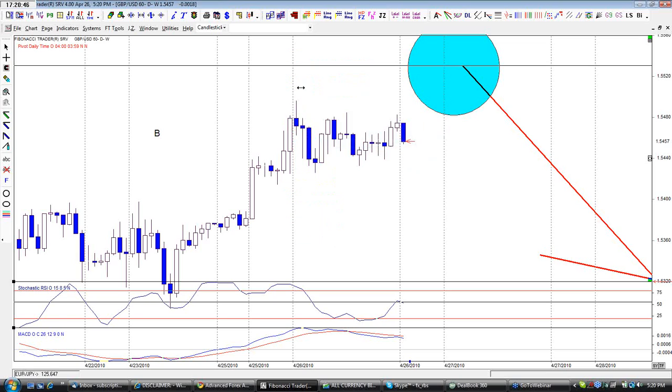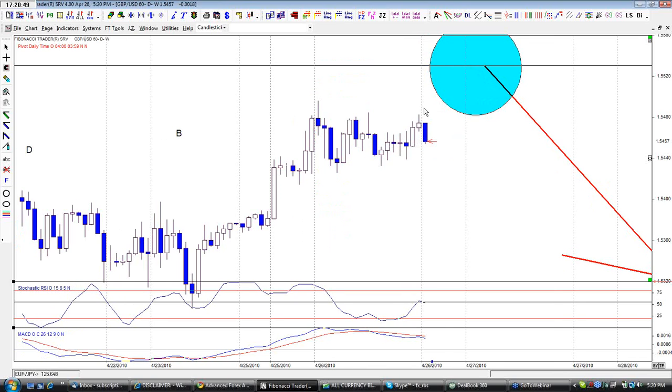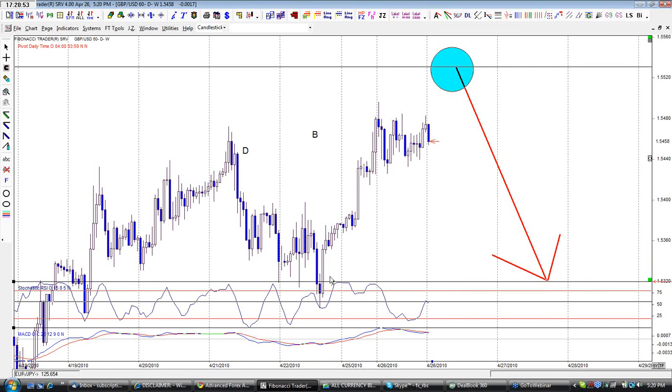Now right now I can get either a butterfly or a crab. Since we are expecting a bearish move here, we would need to look for a reversal pattern. What are the reversal patterns? We have a few. We have butterfly, we have crab, and we have head and shoulders. All those three patterns are reversal patterns.